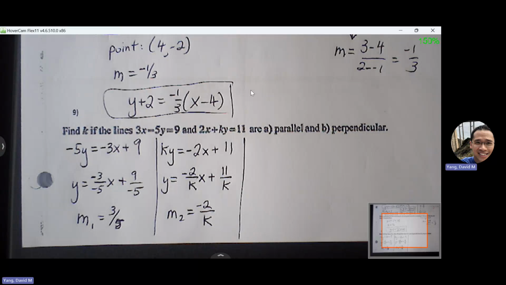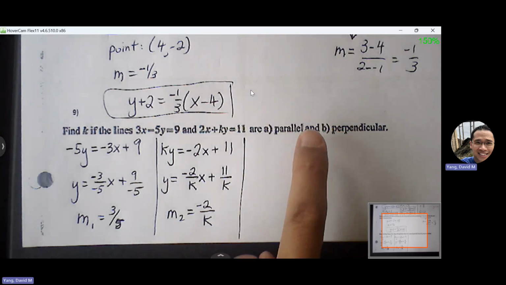So I'm just trying to solve for y for both equations. And all I care about is the slope from both those lines. So the slope of my first line is 3/5, and the slope of my second line is -2/k. Any questions there?